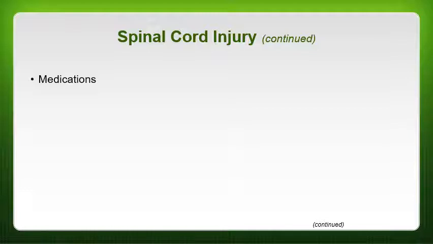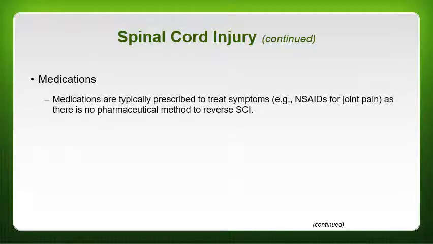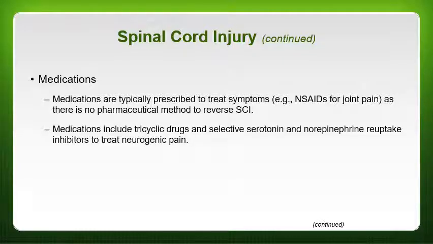As far as medications go when you're looking at spinal cord injuries, medications are usually going to be prescribed to treat symptoms. There's no pharmaceutical method that can be used to actually reverse spinal cord injuries. Other medications include tricyclic drugs and selective serotonin or norepinephrine reuptake inhibitors. Those are typically used to treat depression, but they can also be used to treat neurogenic pain, which individuals with spinal cord injuries could sometimes experience. So they will typically be used for that function.